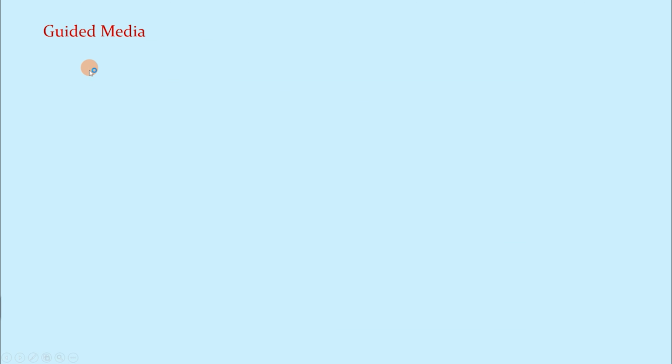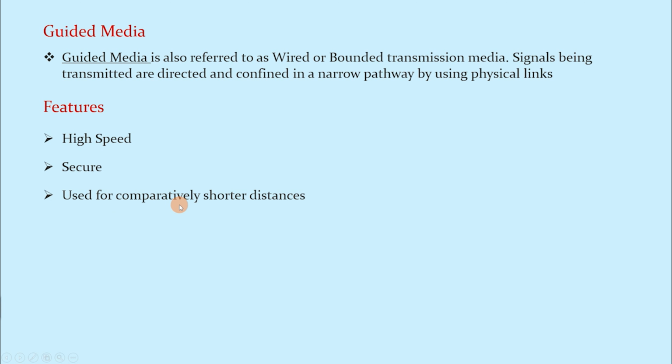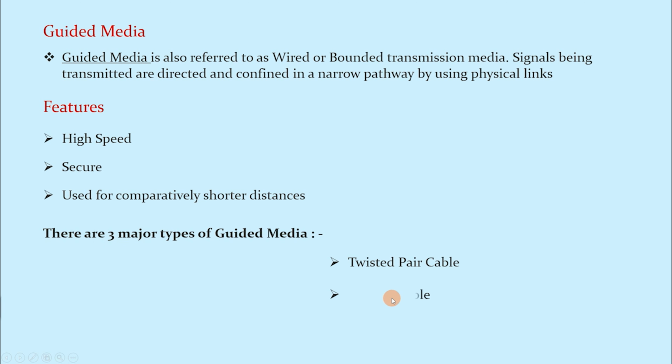Now guided media. Guided media is also referred to as wired or bounded transmission media. Signals being transmitted are directed and confined in a narrow pathway by using physical links. Now features of guided media. It has high speed, it is secure, it is used for comparatively shorter distances. There are three major types of guided media: twisted pair cable, coaxial cable, optical fiber cable.